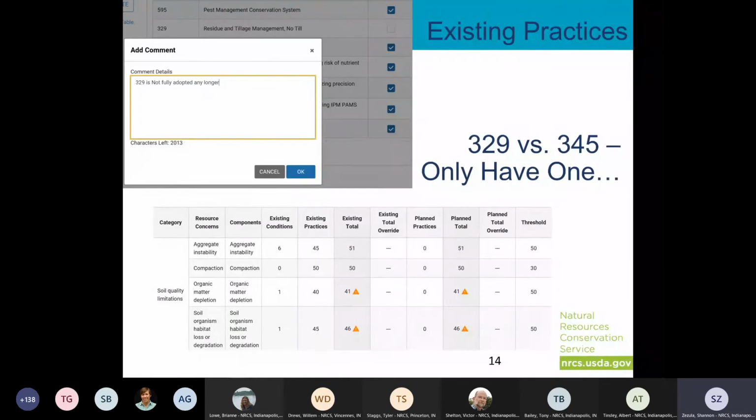So I'm going to show you here real quick how to correct it in existing practices. You just uncheck the functional box, and it'll ask you for comments. You have to enter a comment. You can just type anything, but you add something of value.